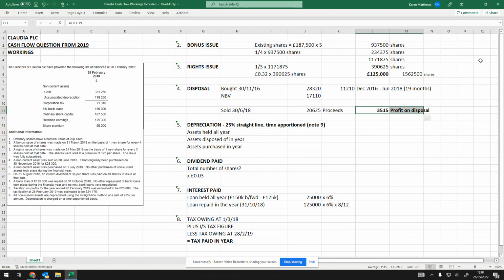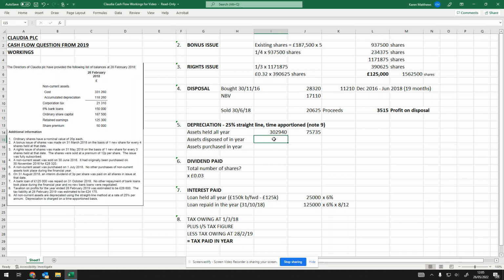Now, depreciation. We're going to have to work that out because remember we need to add that back. If we look at the information here, we've got some assets that have been there all year. So of the 331,260, we got rid of one that cost 28,320. So the assets that have been there all year are the 331,260 minus that 28,320 that was sold during the year. So we've got assets of 302,940, and we're going to apply 25% depreciation on those for the whole year. That's 75,735.